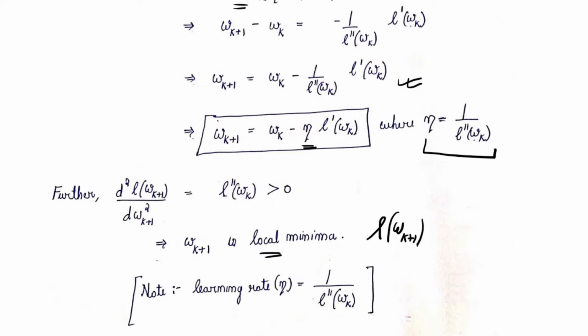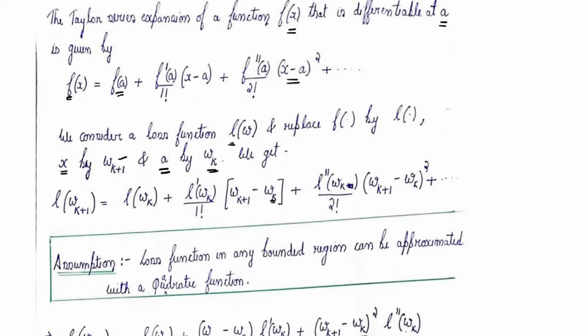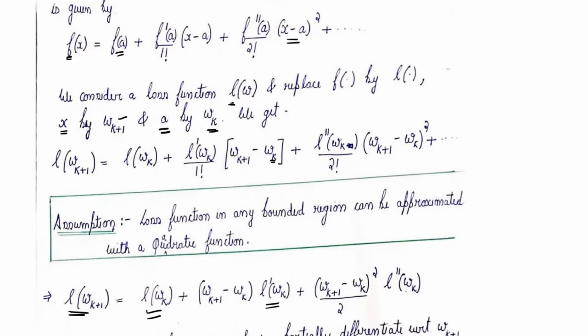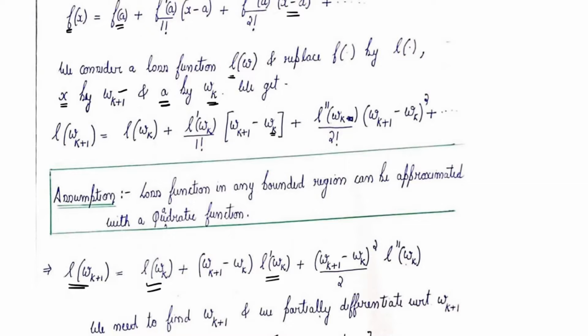So just to recap, we did this. We started with the Taylor series expansion. We imputed the value of f with the loss function. Wherever the value of x was there, because x was unknown, we replaced it with wk plus 1. What was known is being taken in place of a, wk is being taken in place of a. We rewrite the entire expression, and we make a strong assumption that the loss function in any bounded region where we will apply the Taylor series approximation is a quadratic function, and hence we ignore all the terms above the degree of 2 from the expression.